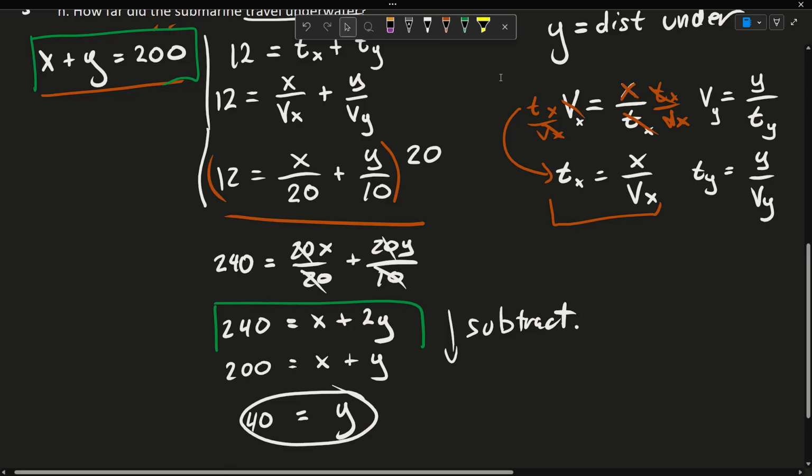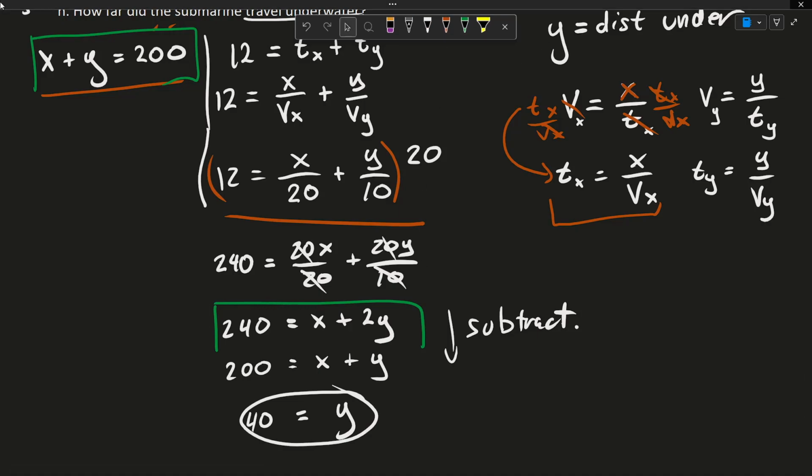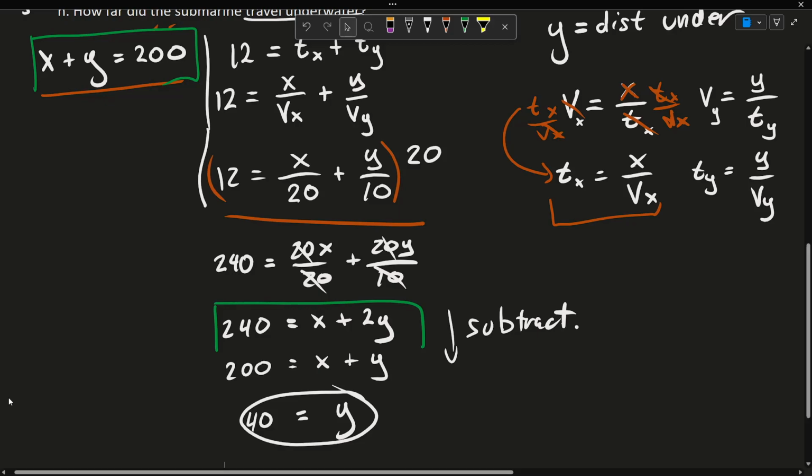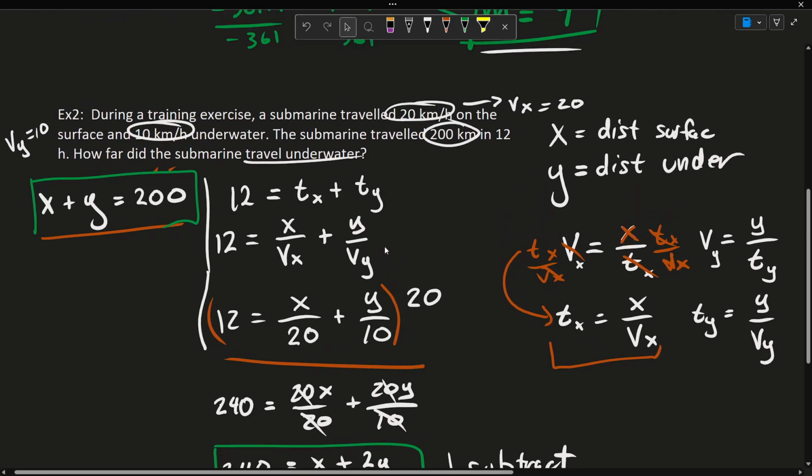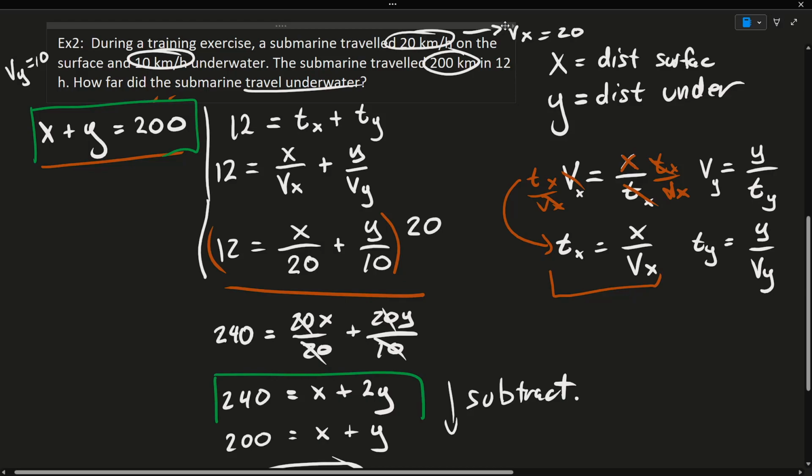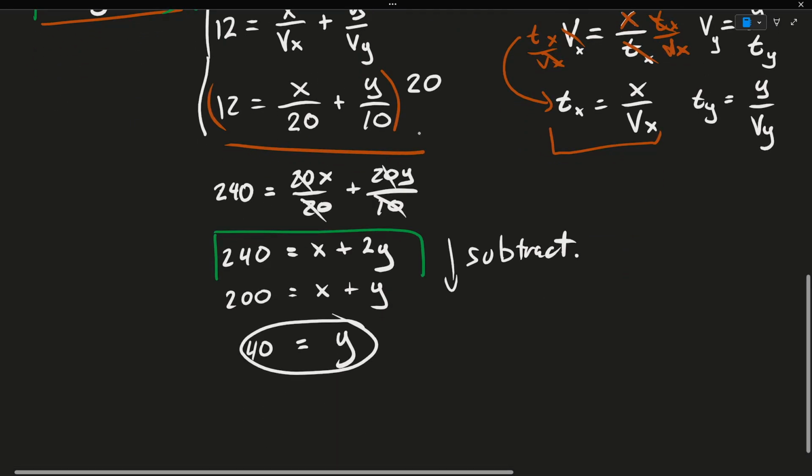How far did the submarine travel underwater? And so that would be 40 kilometers. Okay, we know everything's in kilometers because it's kilometers per hour here, and the distance is in kilometers as well. So the final result would be 40 kilometers.